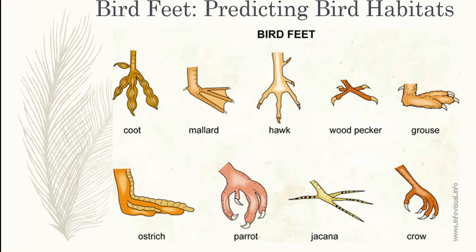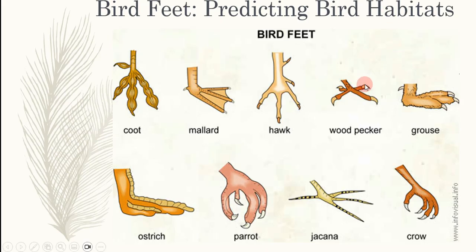Okay, you can also predict where they live by looking at their feet. We have a couple here at the top that have some webbing. So the mallard is like a duck. They can swim. Now, the coot is also a marine creature, but it walks more than it swims, but it has like a semi-webbed foot right there. The hawk is going to be able to grasp things when it flies down and picks up a critter.